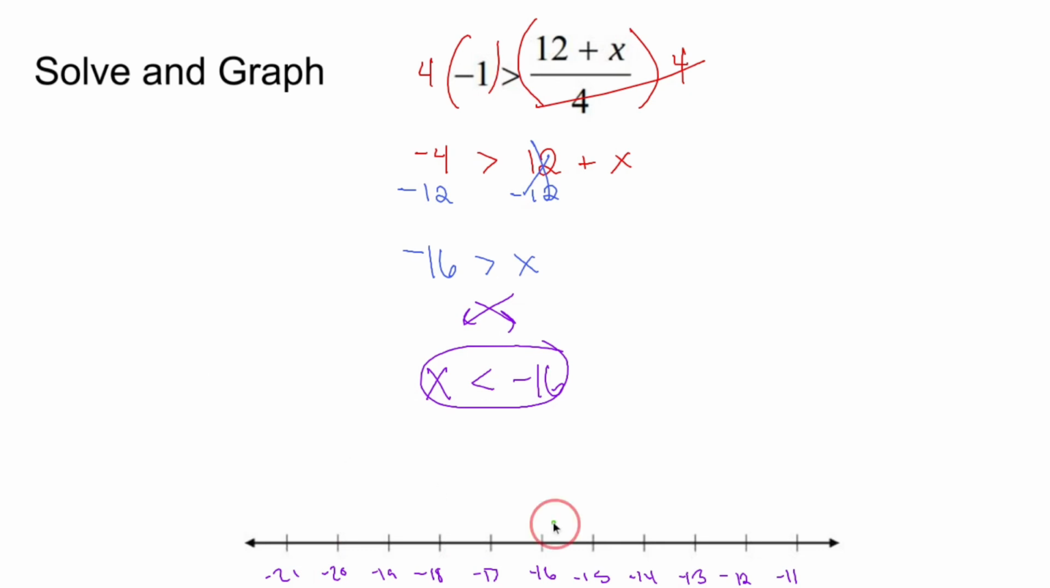Since x is less than and not less than or equal to -16, we're going to take a circle on -16 but not fill it in. Since x is everything smaller than it, we're going to fill in everything to the left of it.